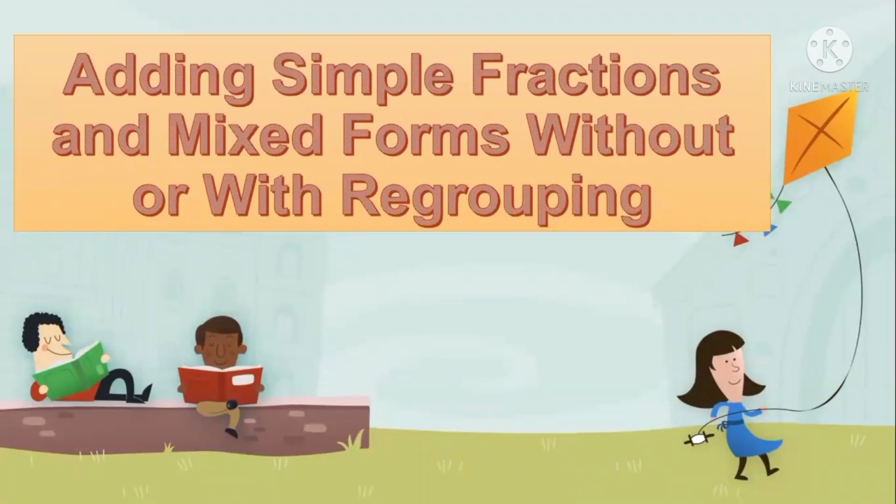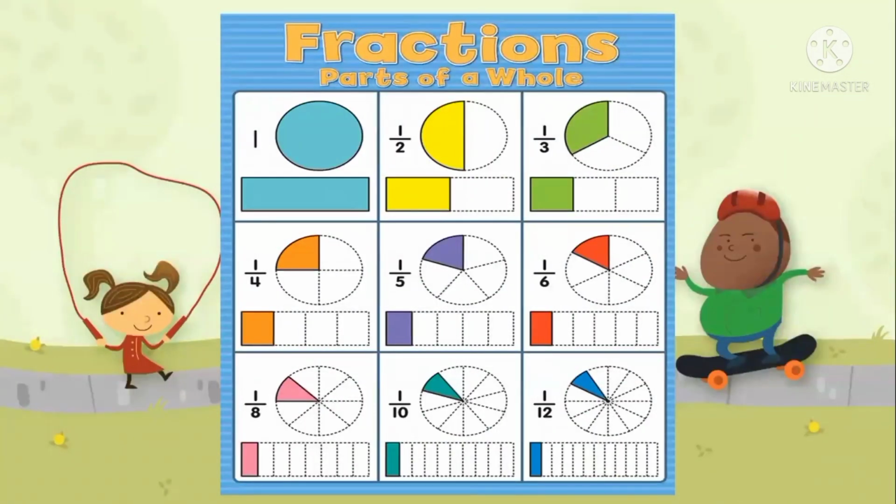Our lesson is adding simple fractions with mixed forms without or with regrouping. As you know, a fraction is defined as a portion of a whole that can be represented with numbers. In your past lessons about fractions, you were taught different prerequisite skills like changing dissimilar fractions to similar fractions, reducing fractions, finding the LCD or the least common denominator, and many more, which were very useful in these lessons.